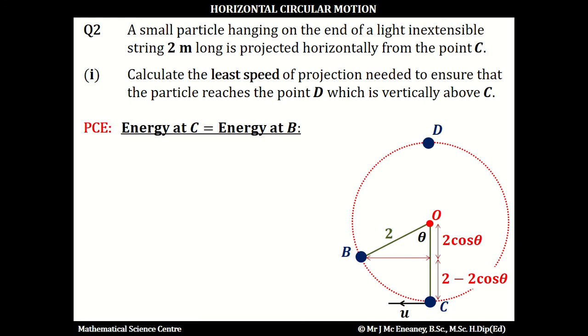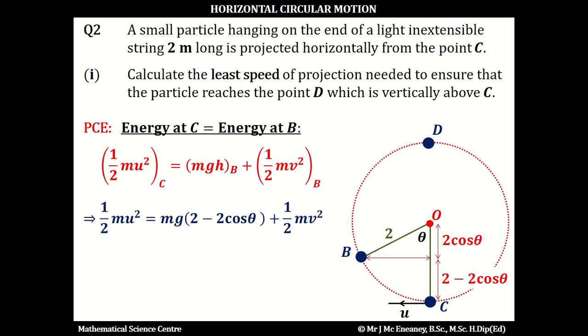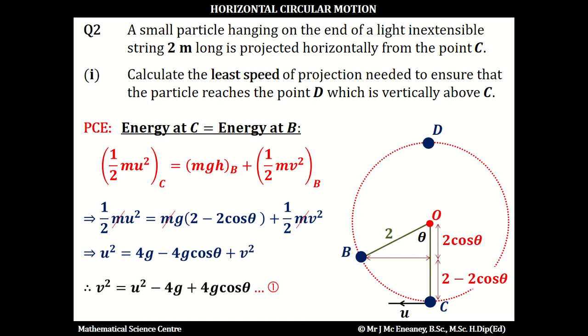So as we said, the energy at C equals the energy at B. At C we've got kinetic energy only, so we can let that be a half mu squared, and at B we've got both potential energy and kinetic energy. So this means a half mu squared is going to equal mg times the height at B, which is 2 minus 2 cos theta, plus a half mv squared. The m's will cancel everywhere, and if you multiply across by 2, you get u squared equals 4g minus 4g cos theta plus v squared. And if we get v squared on its own, v squared then equals u squared minus 4g plus 4g cos theta. So we can label this as equation number 1.